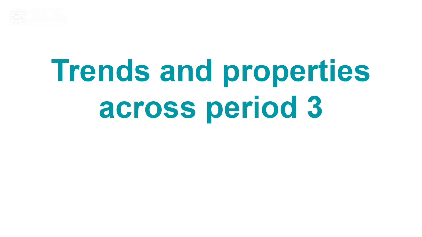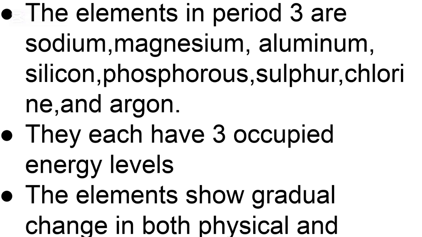How are you, students? Welcome to another lesson on the trends across period 3 elements. The elements in period 3 are sodium, magnesium, aluminium, silicon, phosphorus, sulfur, chlorine, and argon. They each have 3 occupied energy levels. The elements show gradual change in both physical and chemical properties. So that is the introduction part of the trends and properties across period 3.